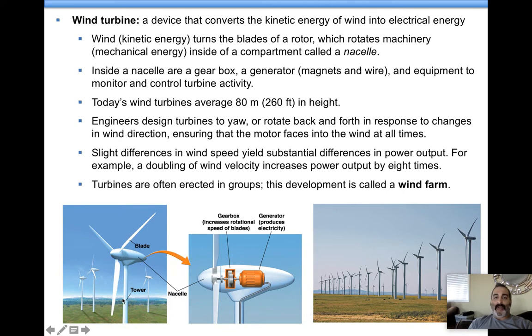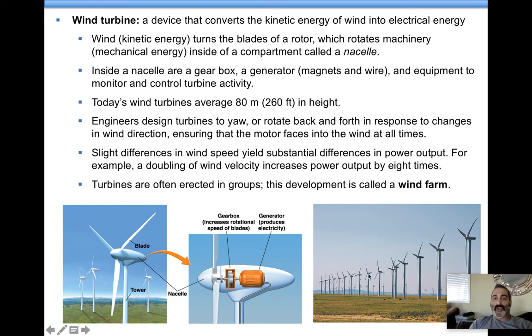These are on average about 80 meters or 260 feet tall. Right? So this box here is called a nacelle. Inside the nacelle, you have a generator. What's inside of that generator? Magnets around wire. That's what you got inside there. And they're going to move around that wire, creating the current. Engineers have designed these things. They've designed them to yaw. What does that mean? To rotate back and forth. Why?